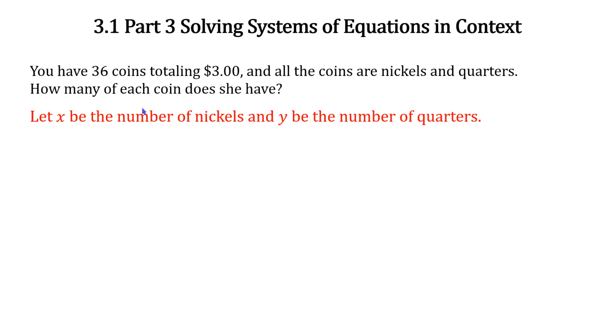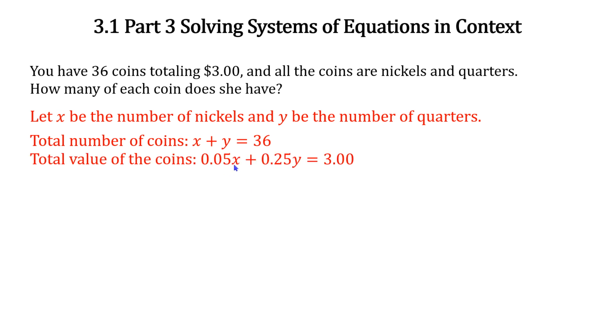So in total you have 36, so the total number has to be x plus y equals 36. But the total value, well, nickels are 5 cents, 0.05, and quarters are 0.25, and that has to add. So 0.05 times my nickels plus 0.25 times my quarters has to equal $3. Now you've got your system of equations you can solve, and you can use whatever method you want.